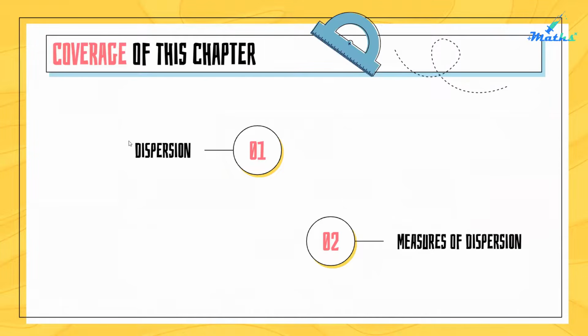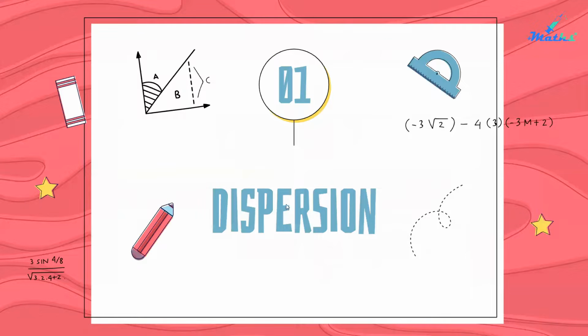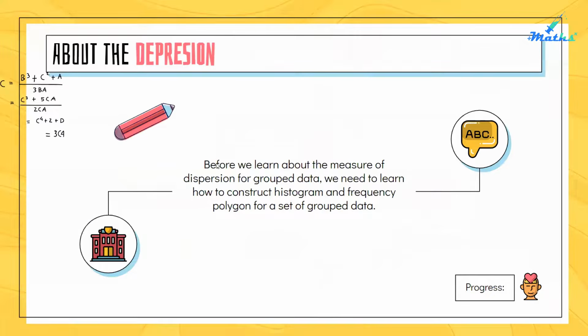In this chapter, we have learned about dispersion and the measure of dispersion. First, we go into dispersion. Before we learn about the measure of dispersion for grouped data, we need to learn how to construct a histogram and frequency polygon for a set of grouped data.